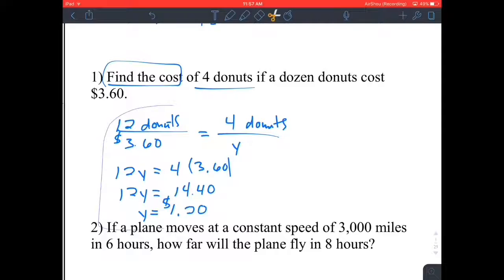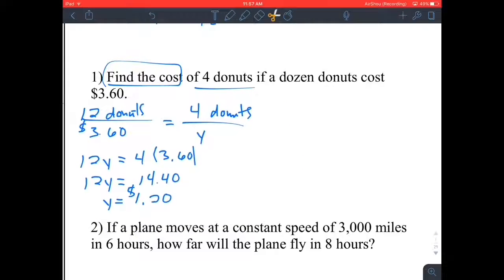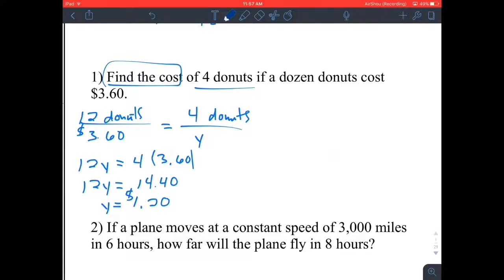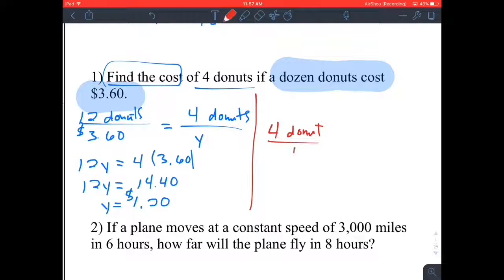Another way to do it is using a rate. And those chemistry-like conversions we did in a previous lesson. So if you look at the rate, it says a dozen donuts is $3.60. We're supposed to find the cost of 4 donuts. So we are essentially going to take 4 donuts, you can write it as a fraction if you want.